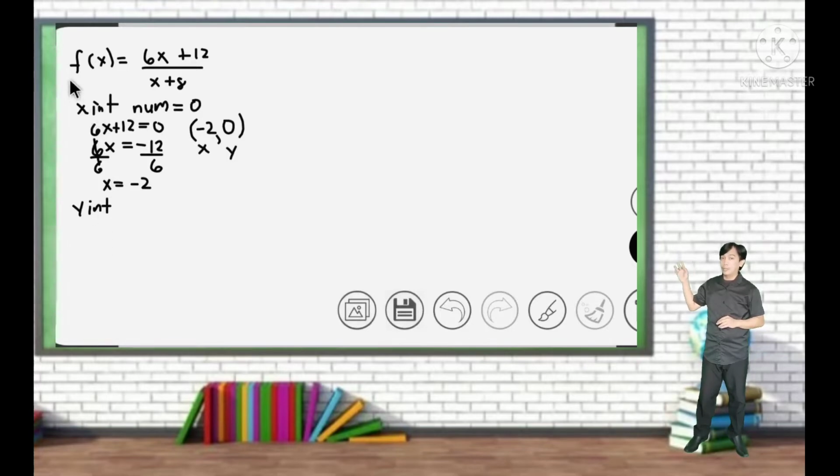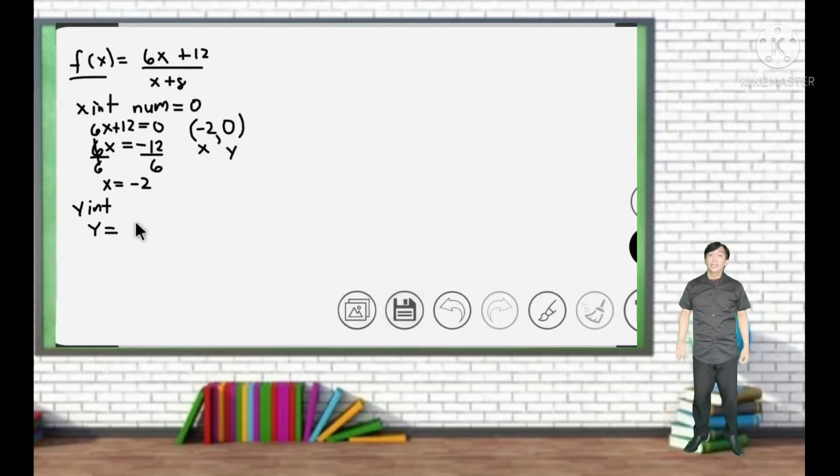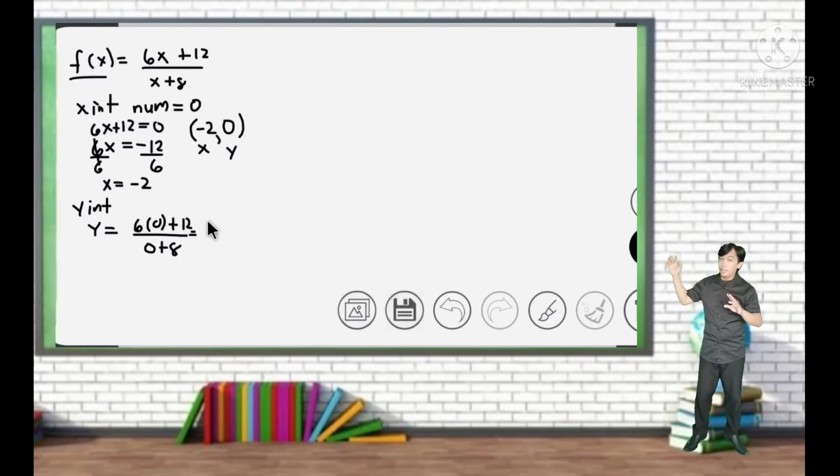gagawin. Yung f of x, palitan mo lang ng y yan. Then, yung given, lahat ng nakikita mong x, palitan mo lang ng 0. So, 6 times 0 plus 12 divided by 0 plus 8. Then, isolve natin yan. So, 6 times 0, ang sagot dyan ay 0. So, meron lang tayong 12 sa taas in the numerator. At meron tayong 0 plus 8, which is 8.